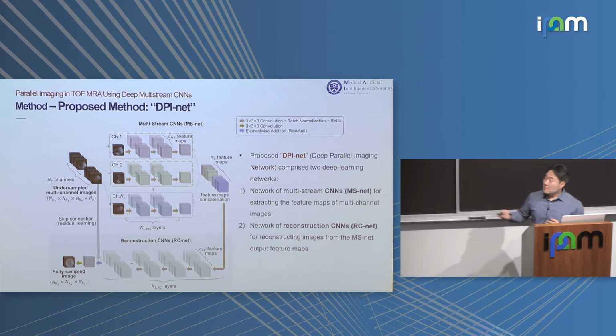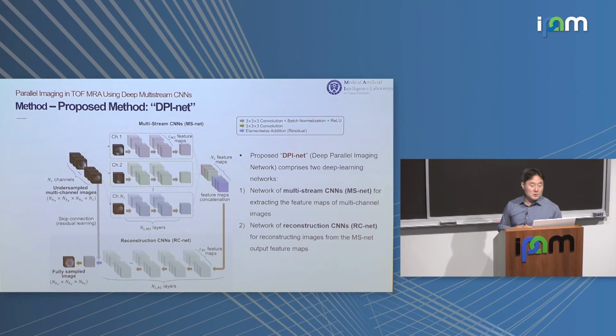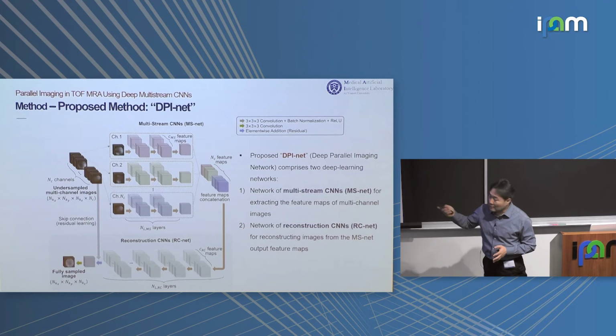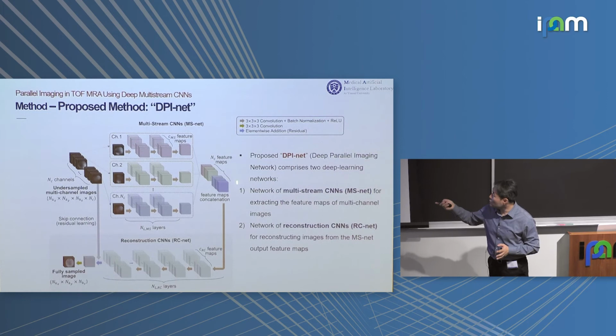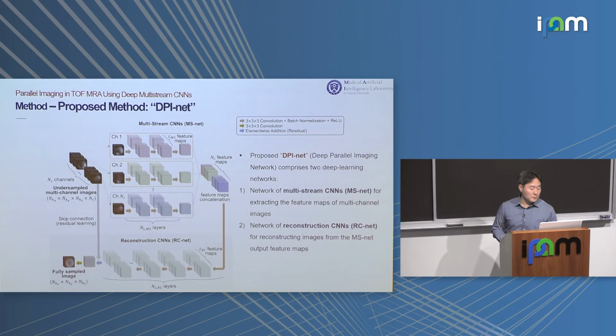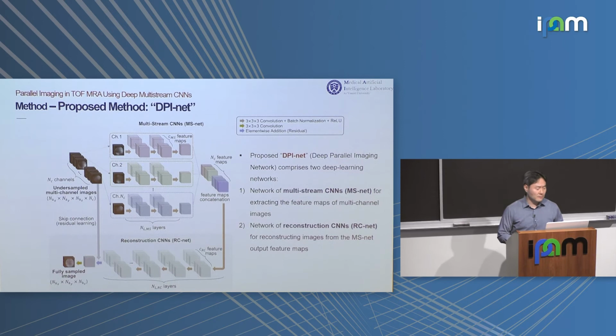And then each deep learning network can extract individual features that are specific to each coil. And after these networks extract the feature maps from the undersampled image from each coil, we can combine those features all together and concatenate, and then run them through the reconstruction convolutional network. Then we can obtain the final, fully sampled version of the image. And in this case, we also added some skip layers for residual learning.